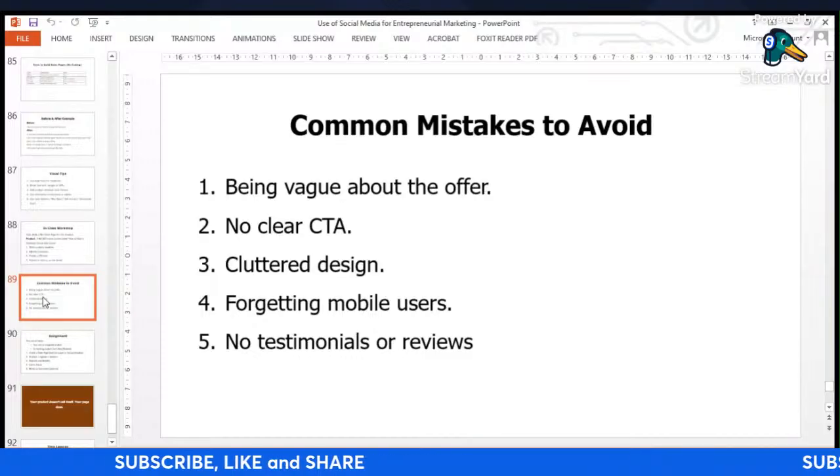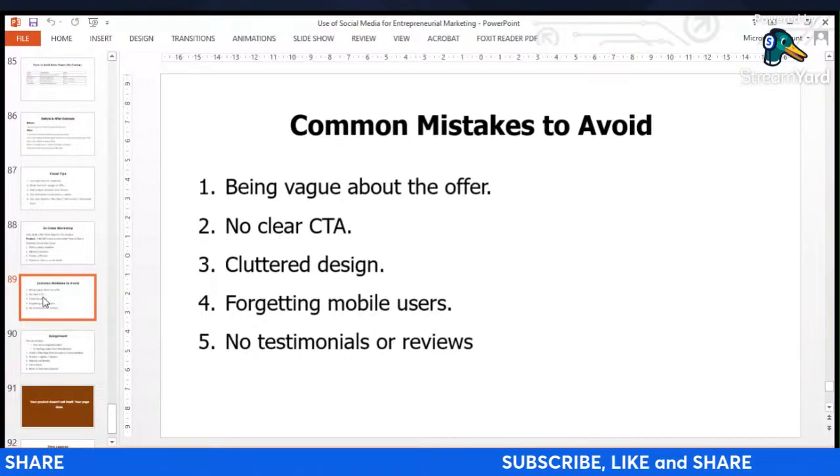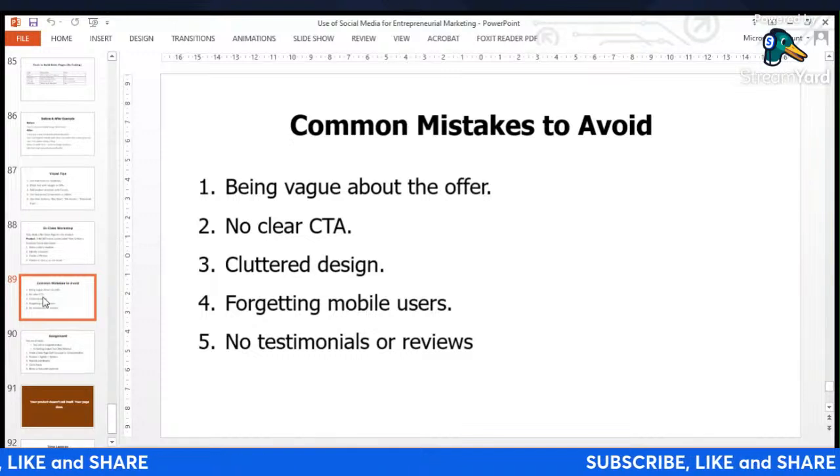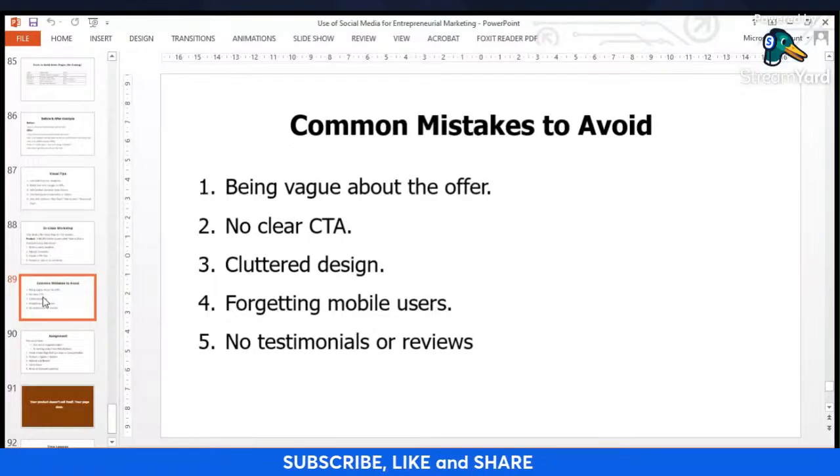Number two, another mistake is not having a call to action. Imagine giving them all the story, peppering them, increasing the desires, and then at the end of the day, you are not telling them to take any actions. Like, for example, you'd see my videos, I'll say, make sure you like, make sure you subscribe, make sure you comment. It's a call to action.